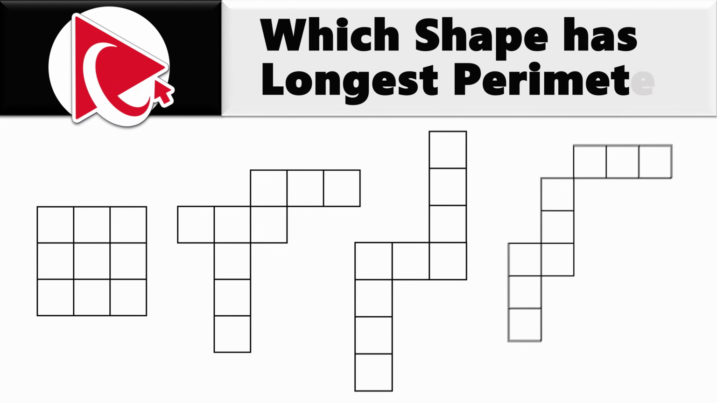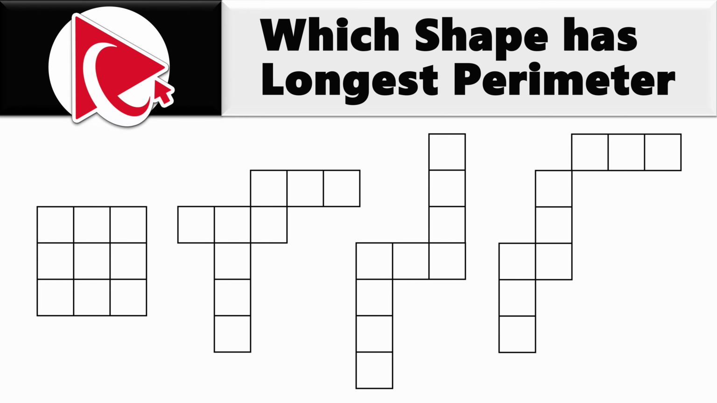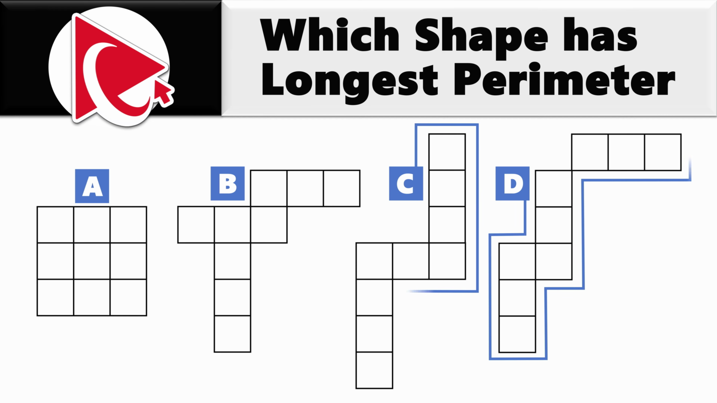Speaking about shapes, you're presented with 4 shapes, and 3 of them are very unusual, and you need to determine which shape has the longest perimeter. Your goal is to select the answer out of 4 possible choices. Choices A, B, C, and D.